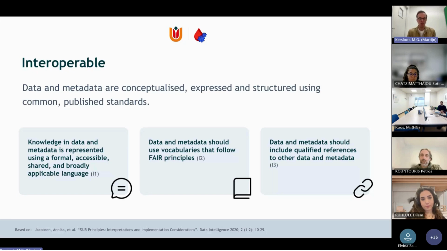So we should really make sure that we represent the knowledge that we have in the data and the metadata using some vocabulary, so standardized ways of expressing your data. And we'll touch upon that in future webinars.